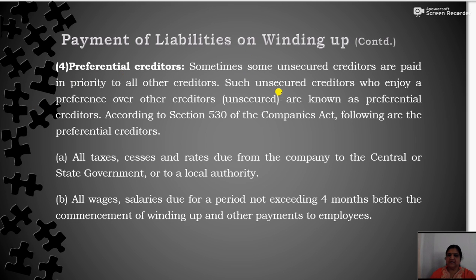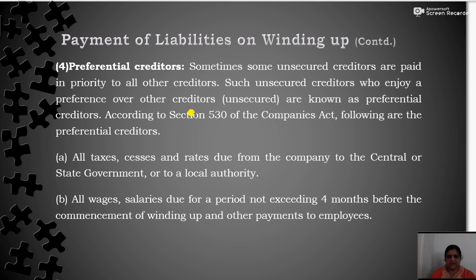Now, sometimes some unsecured creditors are paid in priority to other creditors, and such unsecured creditors are called preferential creditors. So preferential creditors are creditors who will be getting some priority over other creditors, that is, they will be getting some preference over other creditors. So such unsecured creditors who enjoy a preference over other creditors are known as preferential creditors, as we have already discussed.